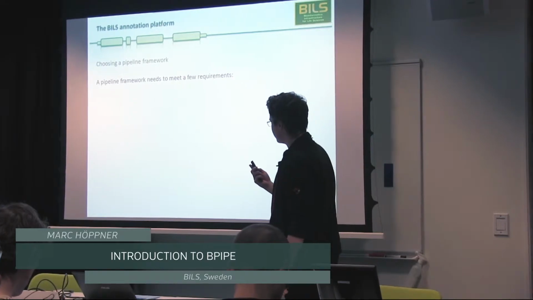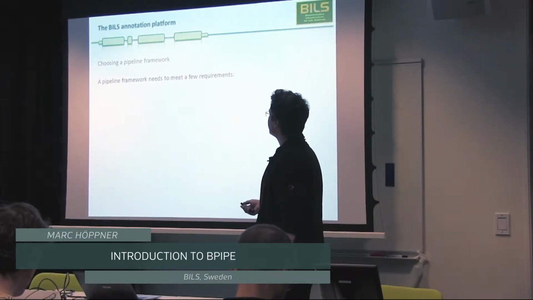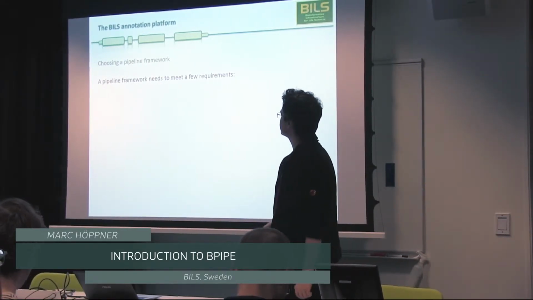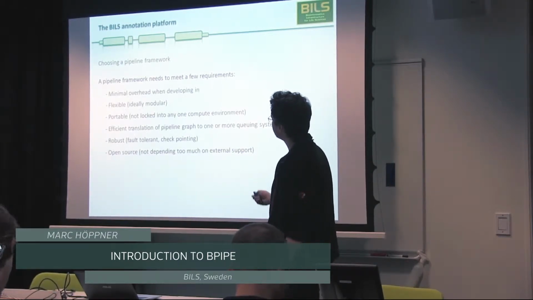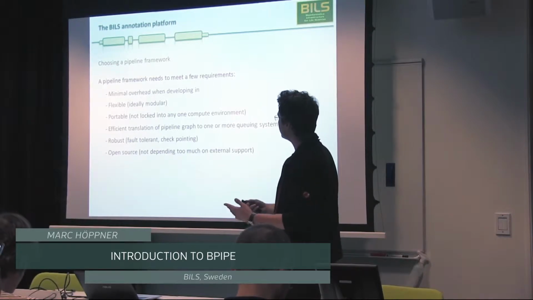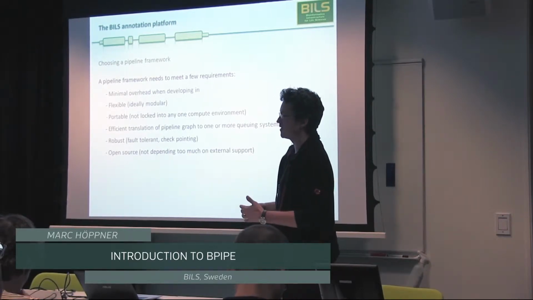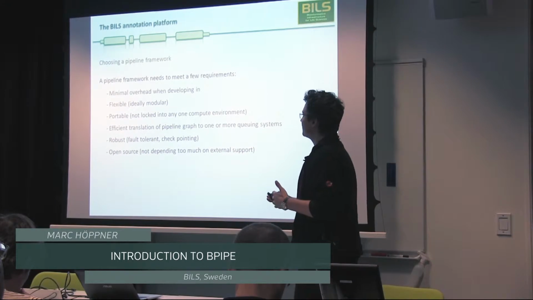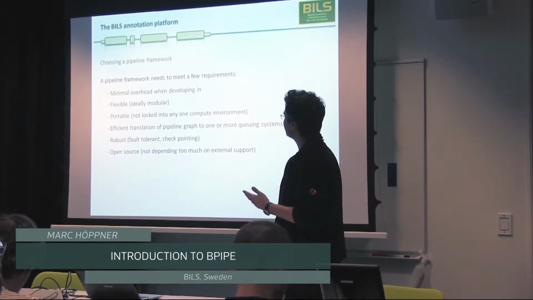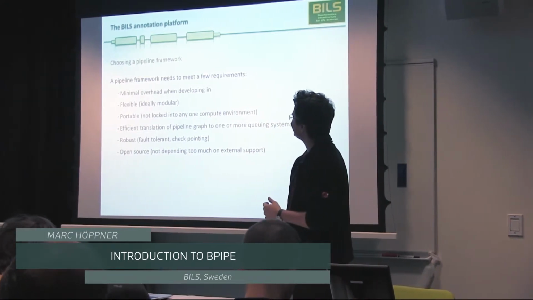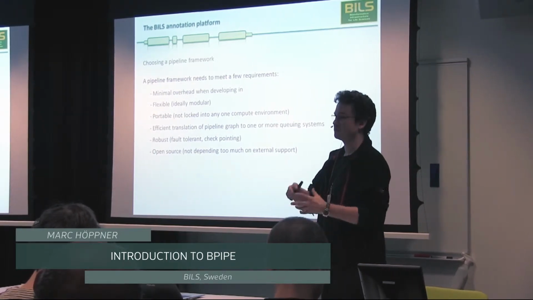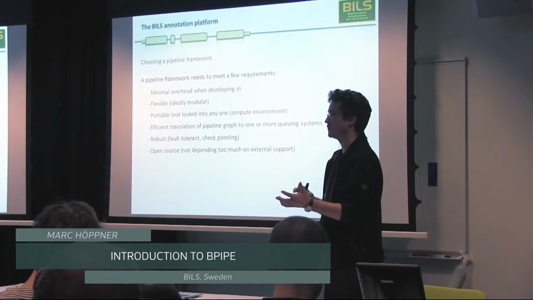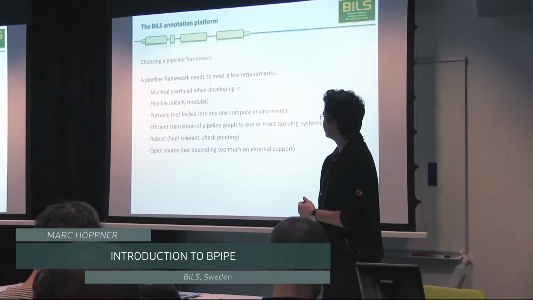So for us, when we started evaluating pipeline frameworks or workflow management systems, there were a couple of things that this kind of system needed to fulfill. Requirements. It needed to have minimal overhead when developing. I don't like spending a lot of time writing lots of code to get very simple things done. It should be flexible, ideally modular. So if you start developing pipelines, it would be nice if you could reuse parts of pipelines and combine them in different ways to make other kinds of pipelines.